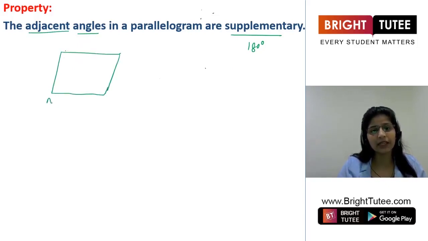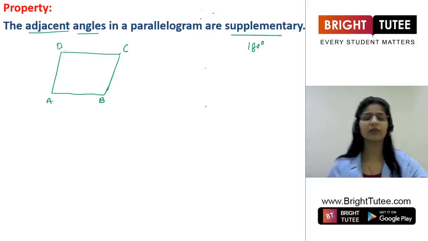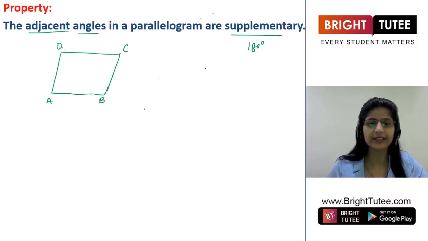Let the name be A, B, C and D. Now in this we have to prove that the adjacent angles in a parallelogram are supplementary. How do we prove it? Now we have already discussed that the sum of interior angles of a quadrilateral is always going to be 360 degrees. So let us use that.